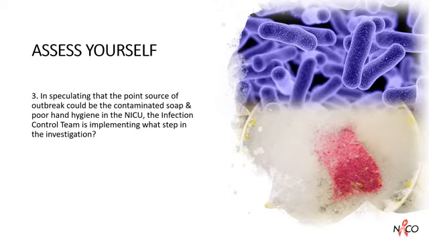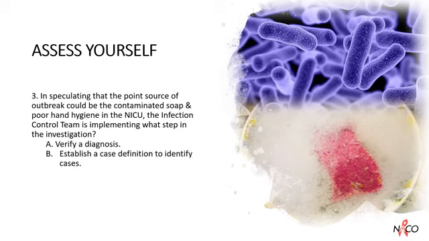In speculating that the point source of outbreak could be the contaminated soap in the NICU and poor hand hygiene, the infection control team is implementing what step in the investigation? Option A, verifying a diagnosis. Option B, establishing a case definition to identify the cases. Option C, developing a hypothesis. Option D, implementing prevention measures.